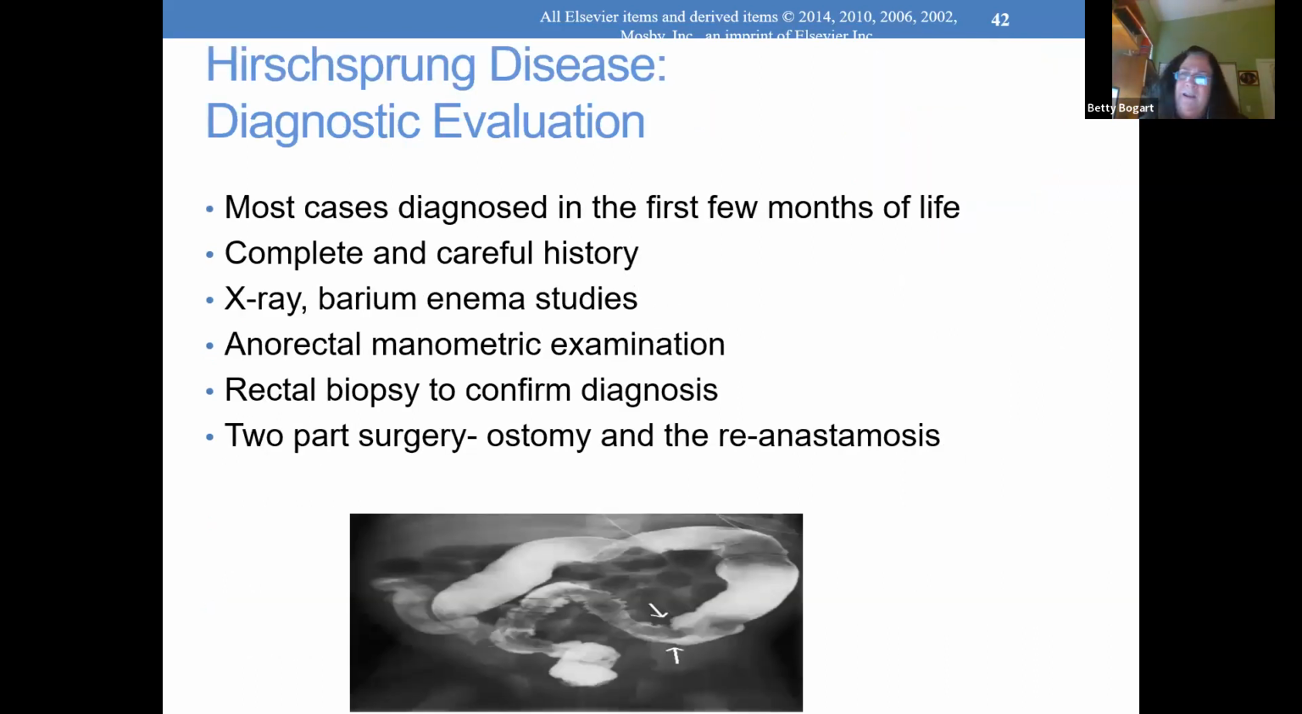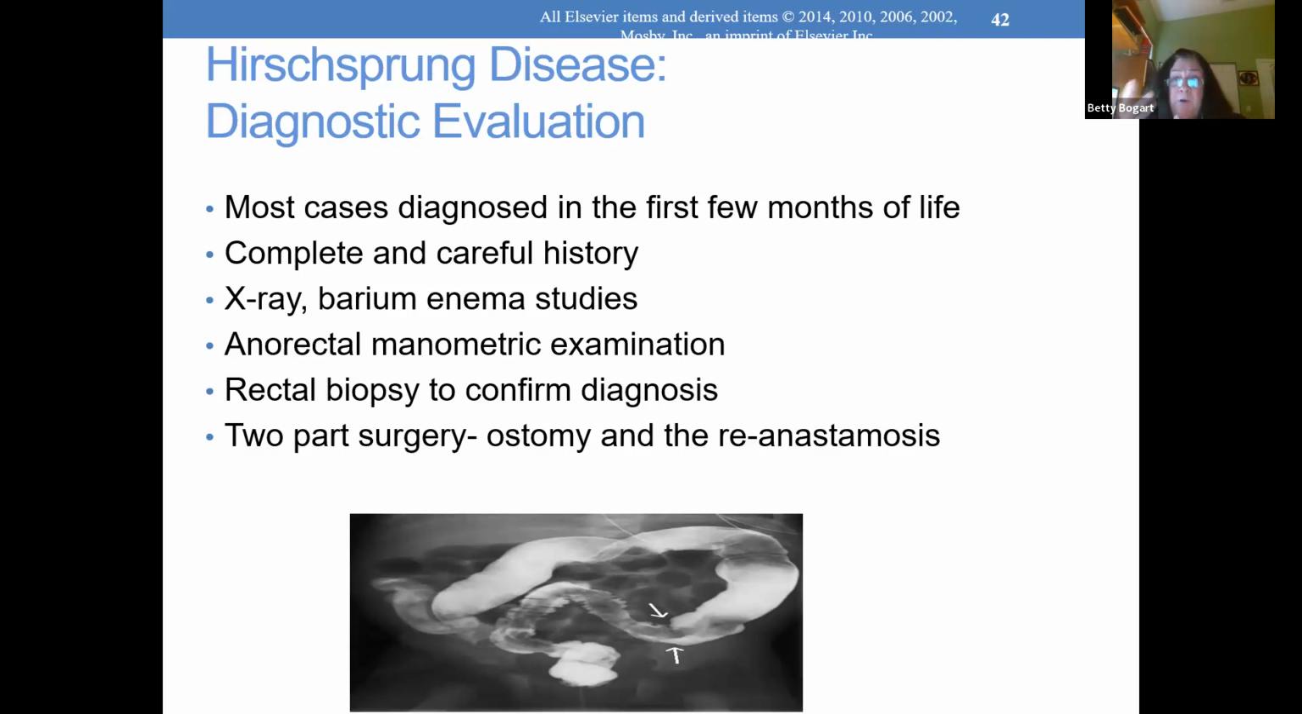So once we say, could be, what do we do? Well, we're going to look at the child. Most of them are caught at birth. Some of them are later on, depending on the severity. But we're going to be doing a history, see what's going on, know about their stools, x-ray, barium enema, and we're going to do a rectal biopsy. And that biopsy is going to show no nerves. And what we have to do is that piece of intestines doesn't work. It's malfunctioning. We need to cut it out. And usually it's almost down to the rectum, to the anus.